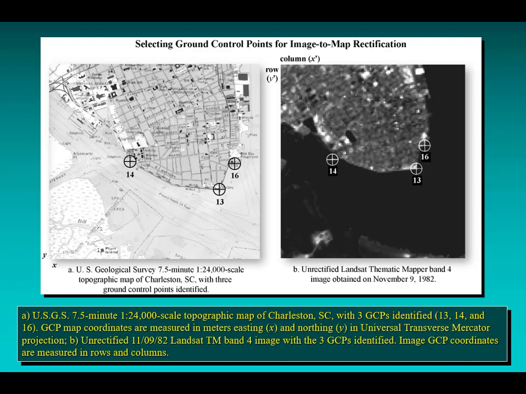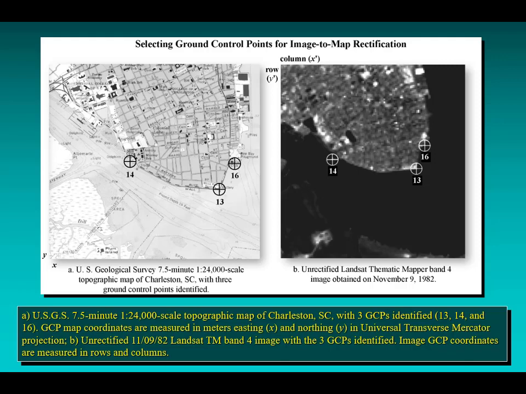So there are map coordinates that are associated with these ground control points. And in this case, it's in the UTM or Universal Transverse Mercator projection. And so we would have the GCPs in map units measured in meters easting, that's for the X dimension, and meters northing, that would be for the Y dimension. Okay, so we have map coordinates for those GCP locations.